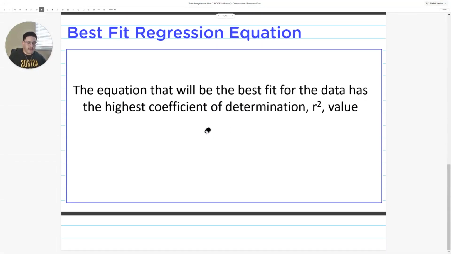Okay, best fit regression equation. There is another problem that you will encounter where you will be looking for which of those 3 lines best fits the scatter plot that you're dealing with. The equation that will be the best fit for the data has the highest coefficient of determination, aka the R squared value.